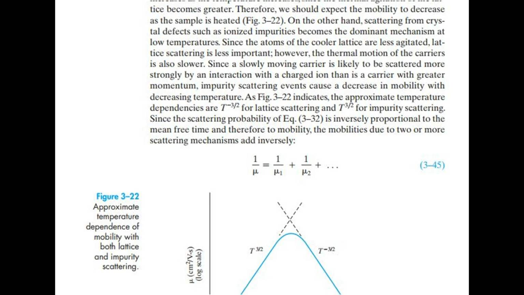As Fig 3-22 indicates, the approximate temperature dependencies are T^-3/2 for lattice scattering and T^3/2 for impurity scattering. Since the scattering probability of Eq 3-32 is inversely proportional to the mean free time and therefore to mobility, the mobilities due to two or more scattering mechanisms add inversely. Figure 3-22. Approximate temperature dependence of mobility with both lattice and impurity scattering.